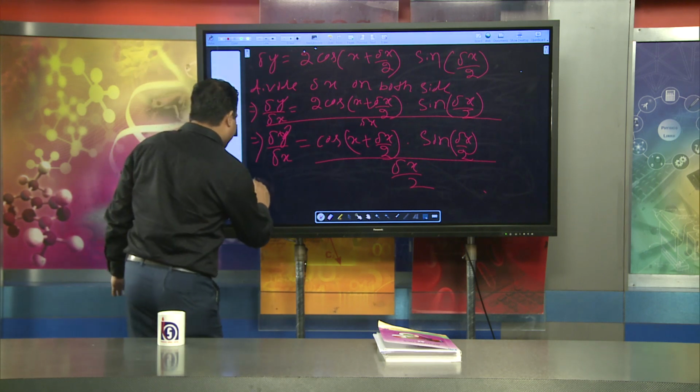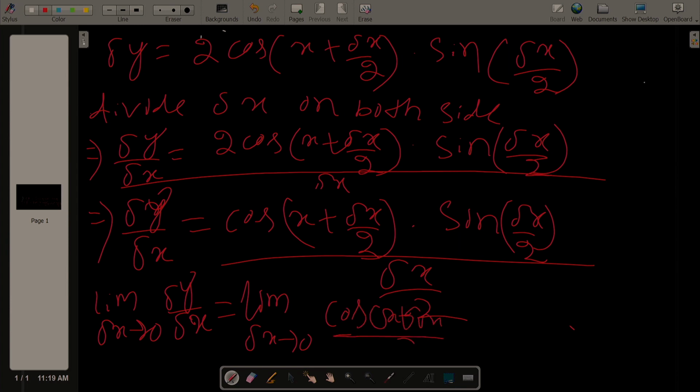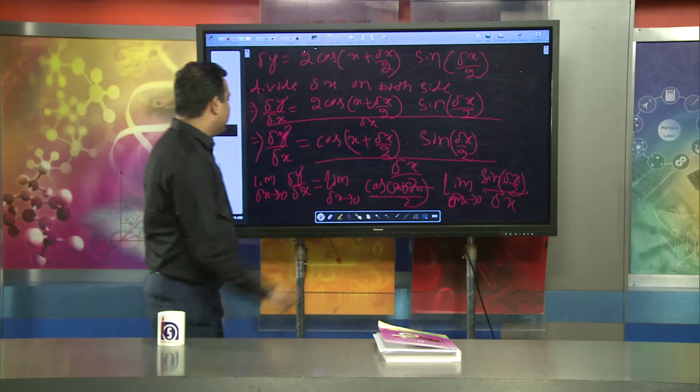Now we will take limit del x tends to 0. That means I have taken limit on both sides. Now you will find limit del x tends to 0 of del y by del x is equal to limit del x tends to 0 of cos x plus del x by 2, into limit del x tends to 0 of sin del x by 2 divided by del x by 2. Okay.